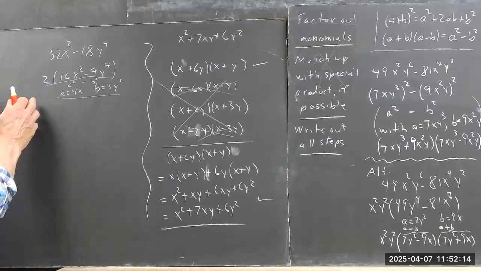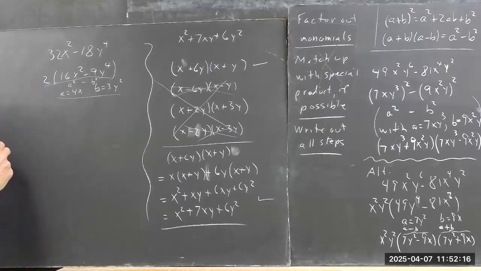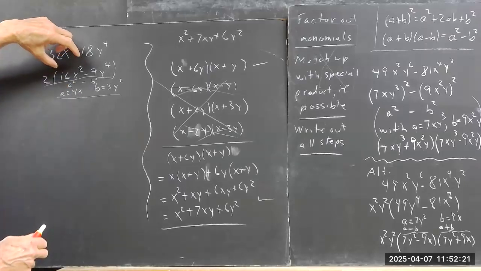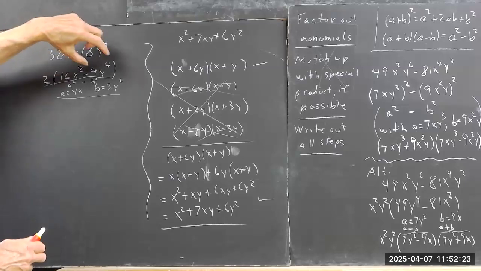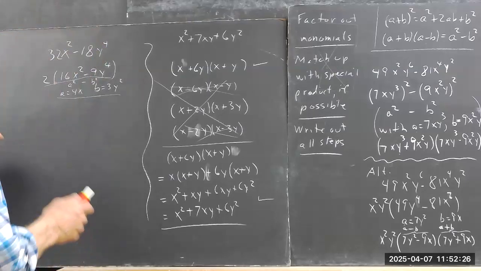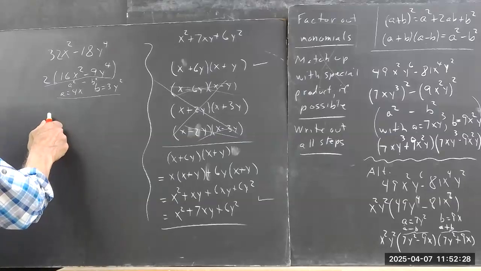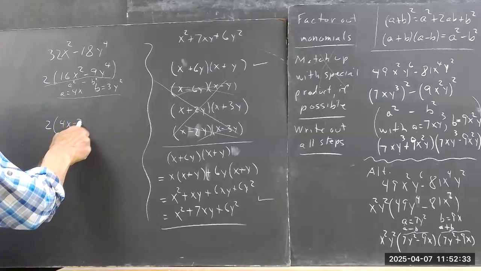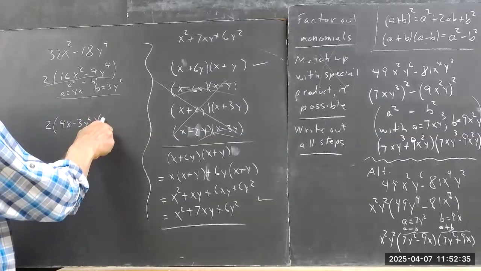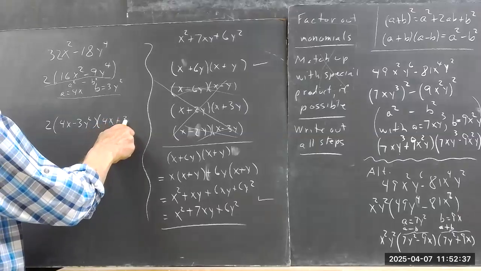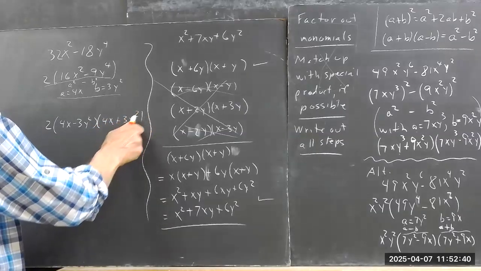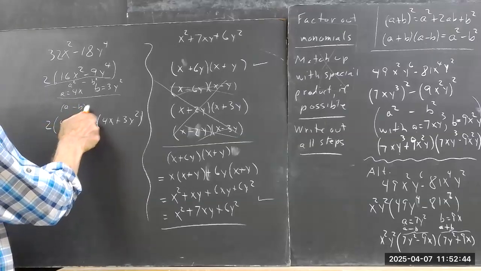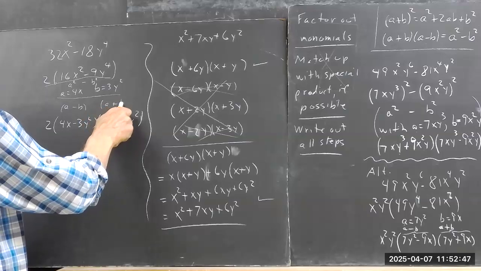Okay, now, again, we've factored out our monomial. We've identified that we have a square of 4x and a square of 3y squared, so that we get 2 times 4x minus 3y squared times 4x plus 3y squared. Which of course is a minus b times a plus b.